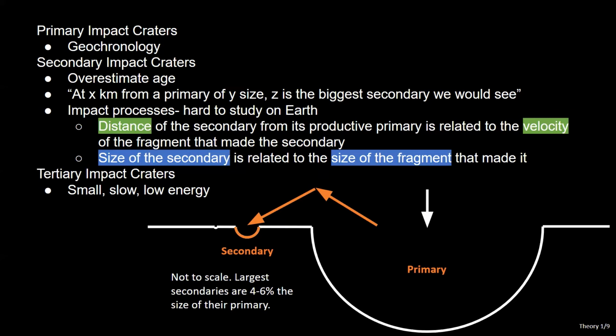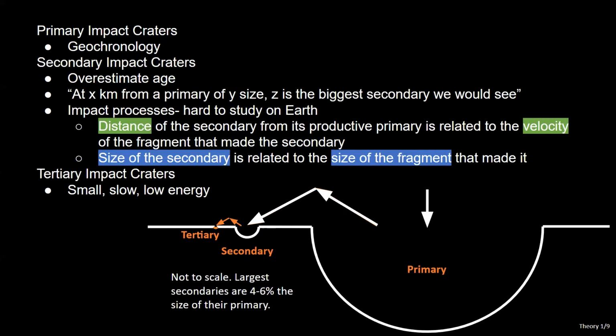But in theory, secondaries could have their own secondaries, tertiary impact craters. These would be very small, slow, and low energy, because the largest secondaries are about 4 to 6% the size of their primary. So we're talking 6% of 6%. These get really small, really fast. And during this kind of impact and then ejection process, you're losing a lot of energy. So these would be small, slow, and low energy. So maybe we can compare this theory, which is for very fast, very large, very high energy things, to these small, slow, low energy craters.